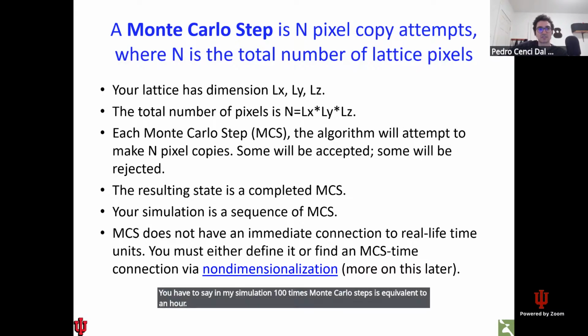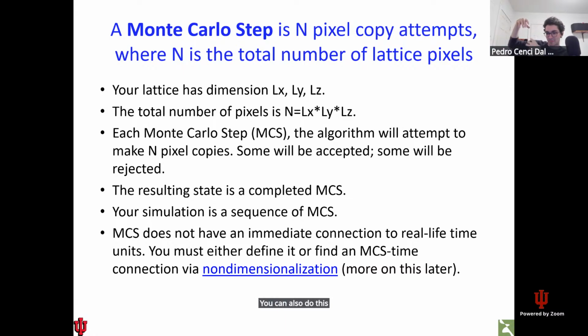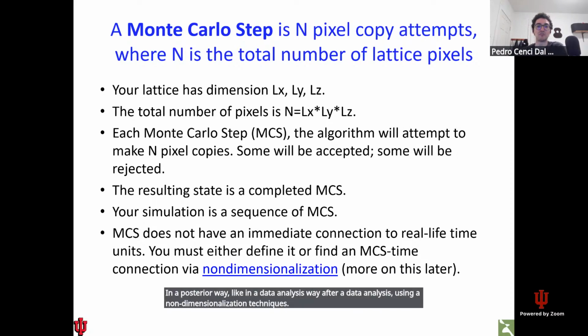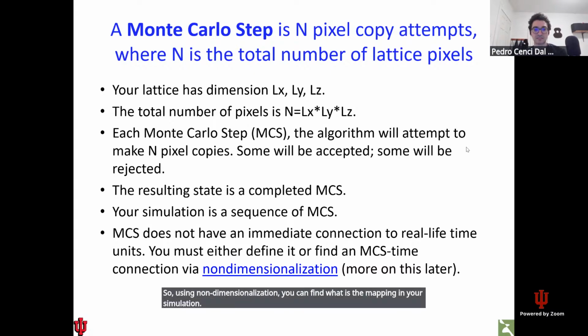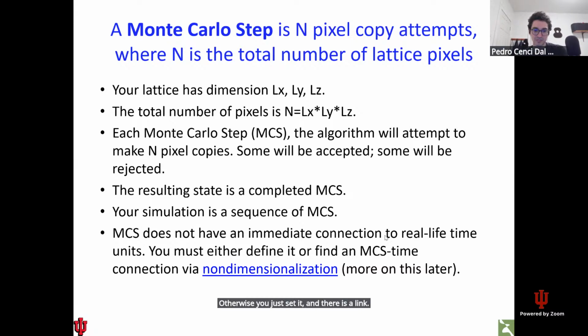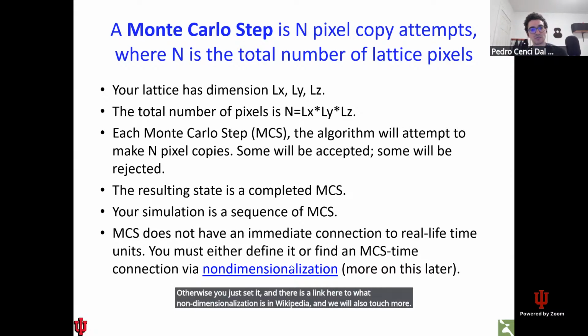You can also do this in a posteriori way, like in a data analysis way, after your data analysis, using non-dimensionalization techniques, where you find the map between your Monte Carlo step and real life time units. So using non-dimensionalization, you can find what is the mapping in your simulation. Otherwise, you just set it. And there is a link here to what non-dimensionalization is in Wikipedia. And we'll also touch more on that later when we talk about cell division.